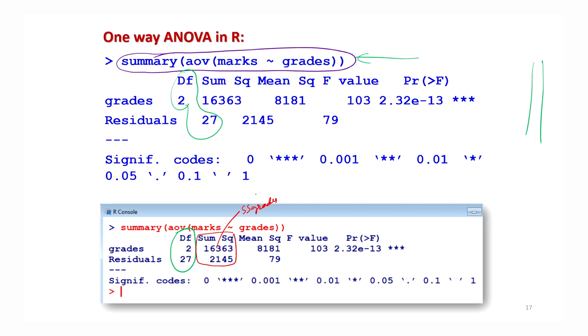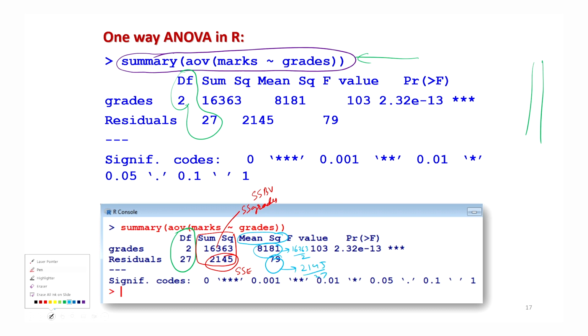This is something like SSBV, and this 2145 is the SSE. Now in the next column we have the mean square, which is 8181, obtained by 16363 upon 2, that is, the SSBV divided by the corresponding degrees of freedom, and then the 79 is obtained as 2145 upon 27.